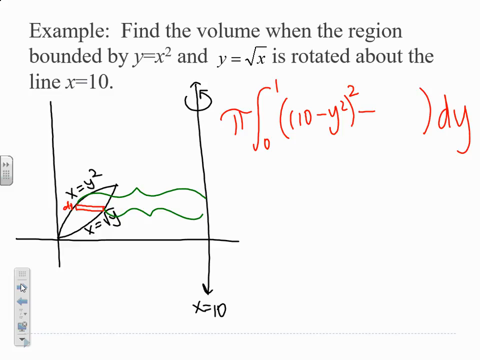Our inner radius stretches from radical y to x equals 10. Once again, 10 is on the right, so it has to come first: 10 minus radical y, the quantity squared. Okay? I really encourage you this chapter to not just check your answers, but go to Calc Chat and check your setup as well. Because even if you have y squared minus 10, you're probably going to get the same answer, but you're not going to get full credit because it's set up incorrectly.